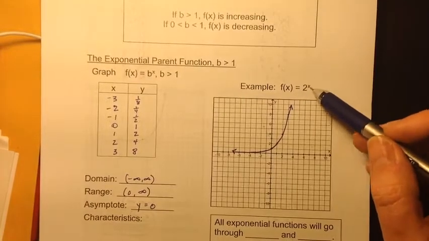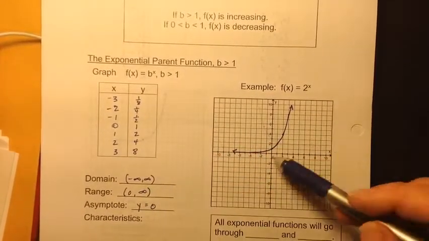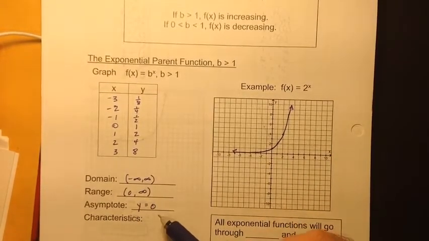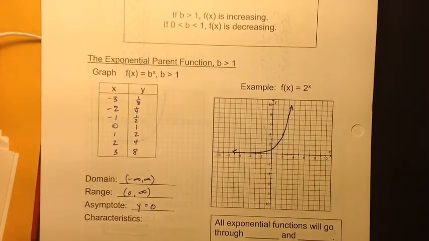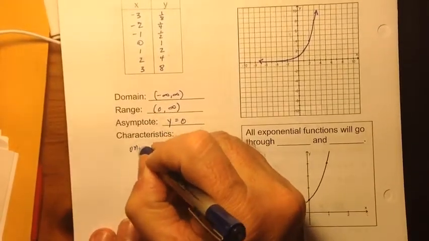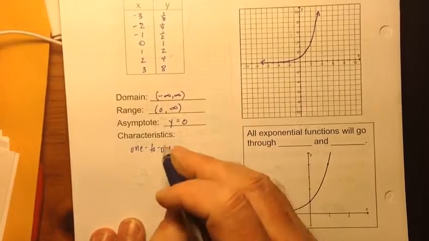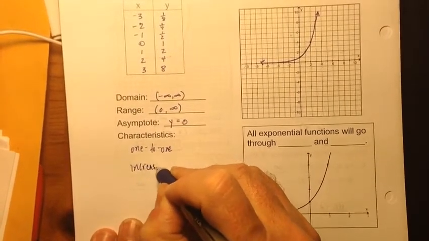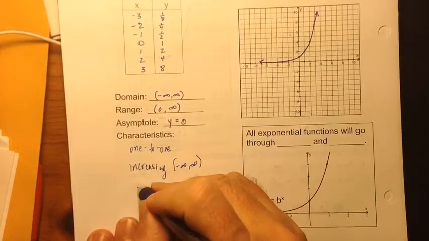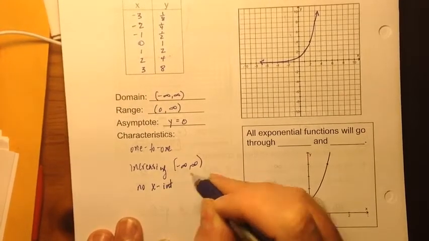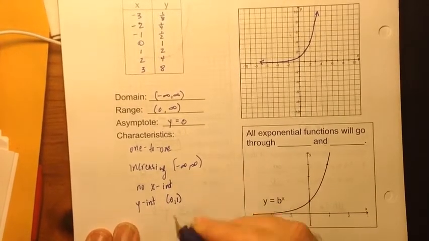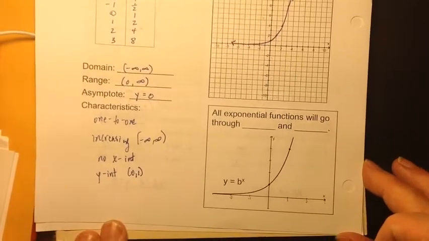We're looking at, for example, 2 to the x. We've already done this, so I just put in the values. We've already graphed it. Domain's all real numbers. The range from 0 to infinity has a horizontal asymptote at y equals 0. Characteristics of this: this is a one-to-one function. It is increasing over its entire existence from negative infinity to positive infinity. It has no x-intercept. And the y-intercept is going to be 0, 1.